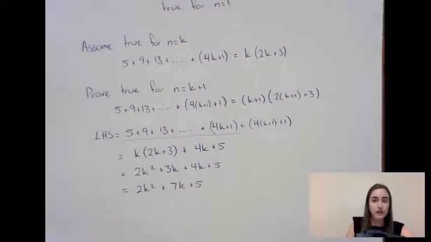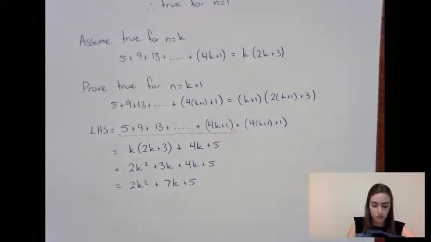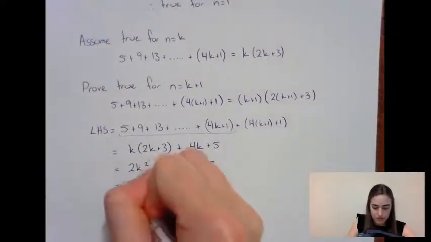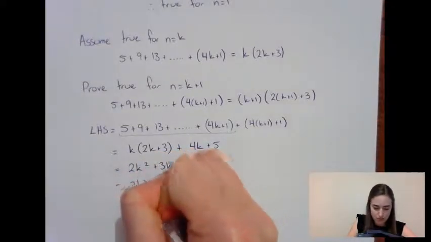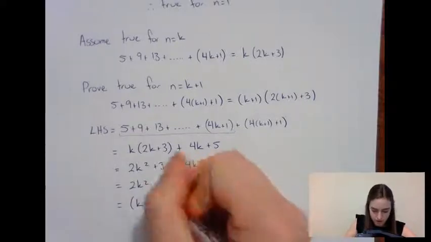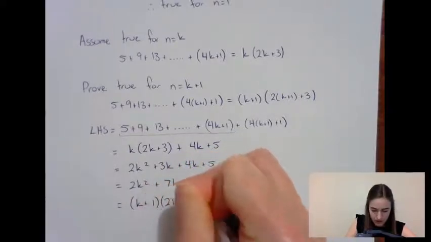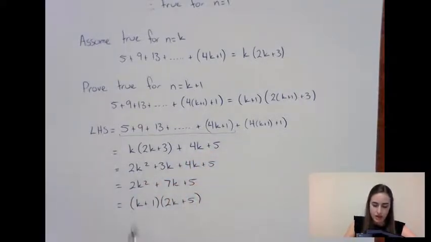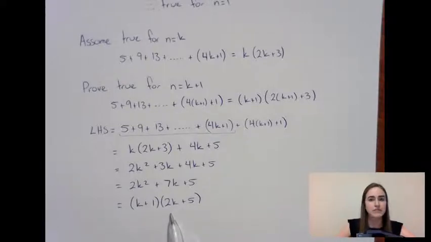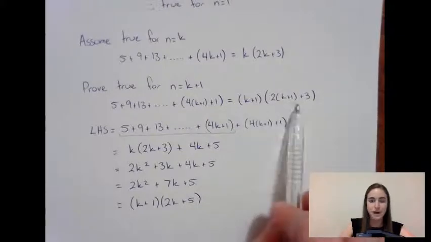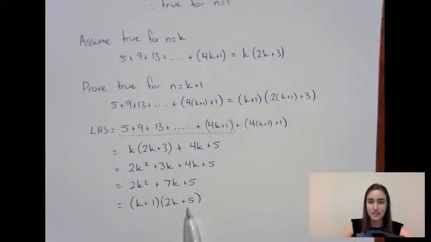Now that's a quadratic, so I know how to factorize that using whatever method you want. But that's going to factorize to (k plus 1)(2k plus 5). So I can't really get any simpler than that. So now what I'm going to do is leave that alone for a minute. I'm going to simplify this down and see if it comes out to be the same thing.